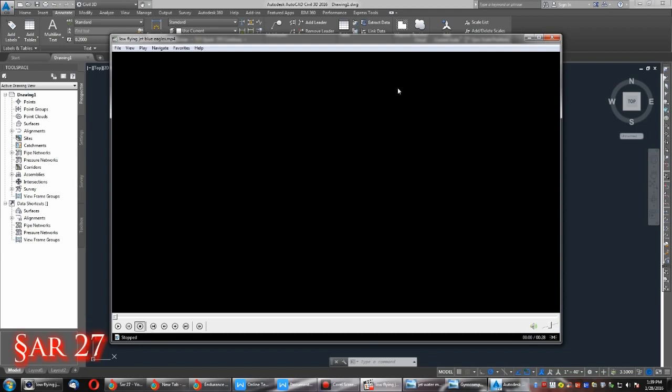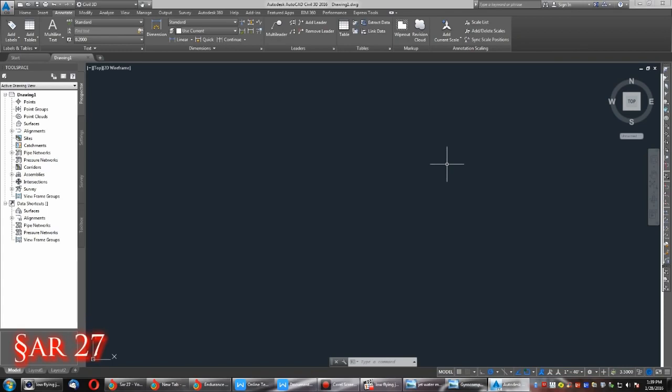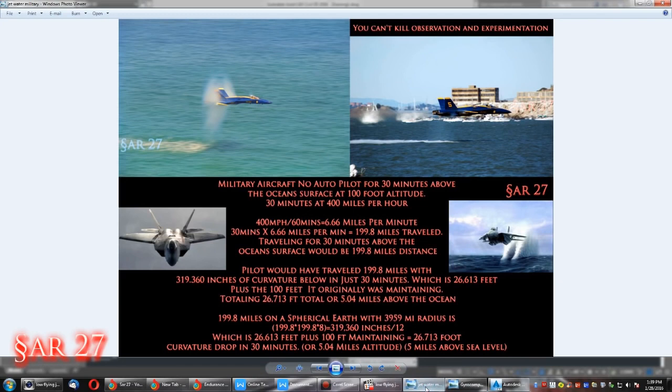The actual test that I want to show you is that these military jets don't compensate for the curvature. They do this for about an hour or 30 minutes, with training on land or sea. And right here I have the test that they can do, or anybody can do really, and this math is pretty simple. The military aircraft with no autopilot is usually how it's done, for about 30 minutes above the ocean surface at 100 foot altitude at 400 miles an hour. At 400 miles an hour, that's 60 minutes, so that's going to be 6.66 miles per minute. Now, 30 minutes at 6.66 miles per minute is about 199.8 miles traveled in a straight line. And they do not curve down for any curvature.